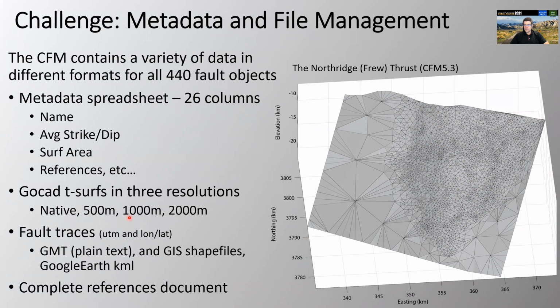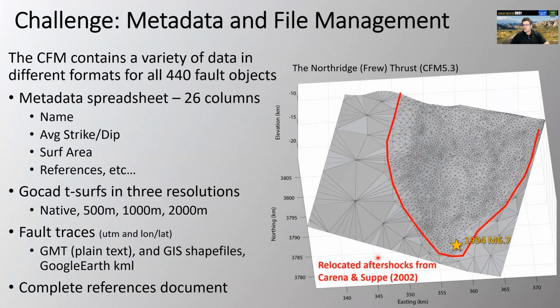Why do we deliver 4 different resolutions? Well, this is the native mesh of the Northridge thrust. That's the hypocenter from 1994. And this outline shows the relocated aftershocks of Carena and Suppy. So the native mesh shows users where the data is, from dense triangles out here, to where the triangles are sparse because there's very little data. This outer part is based on a dislocation model from Hudnut and others.